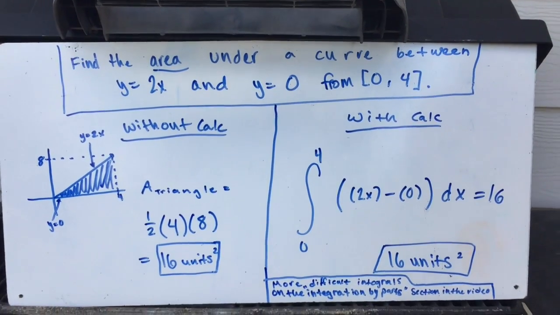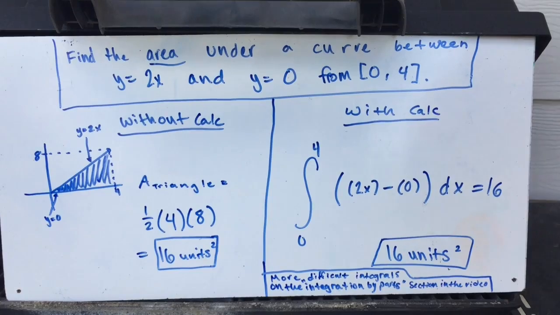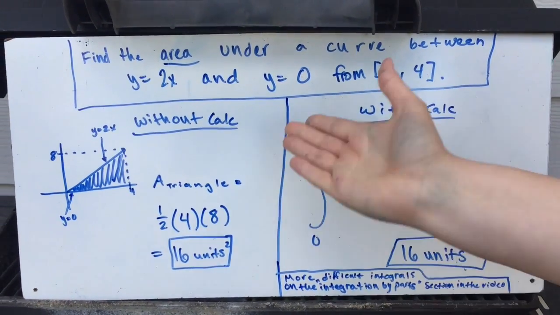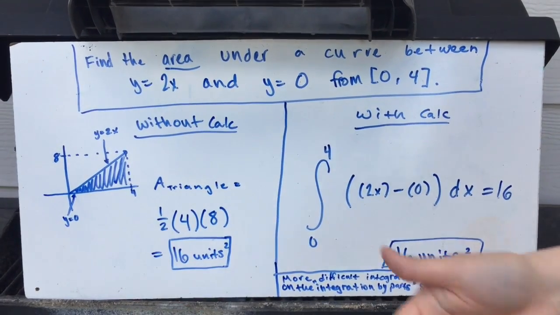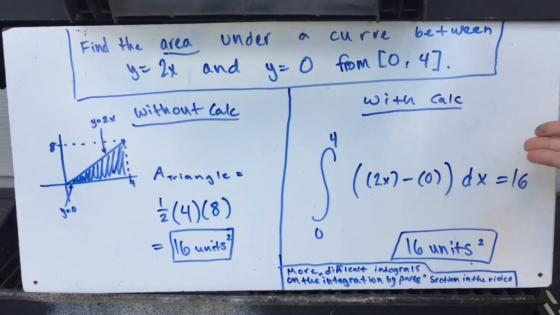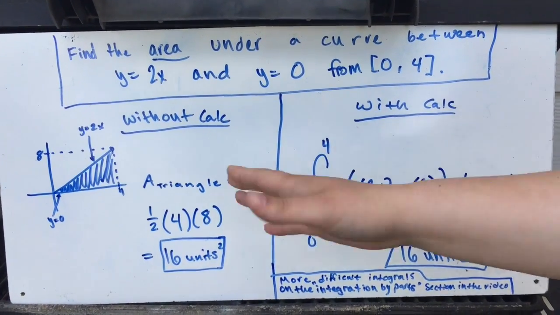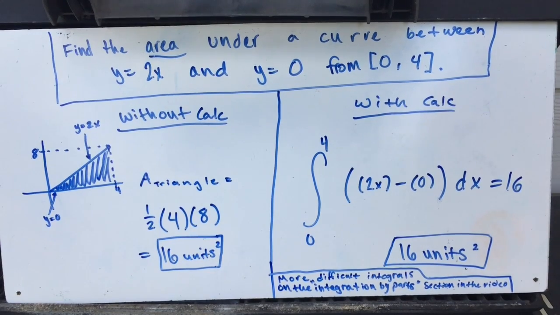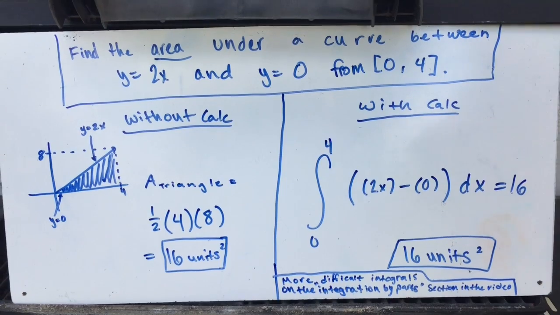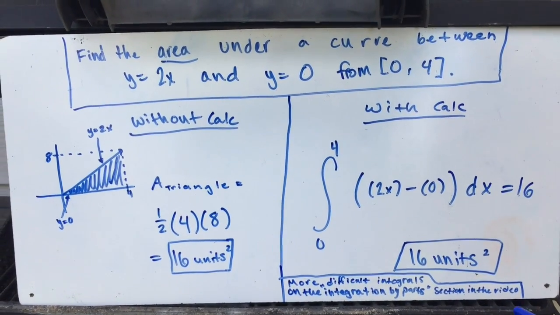So we have to find the area under a curve between y equals 2x and y equals 0 from the interval 0 to 4, and we chose this problem because you could solve it with and without calculus. And so originally you see the graph and you'd basically just be finding the area of a triangle, which was 16 units, but then with the calculus you can use an integral to find the same answer of the area under the curve, 16 units squared, and we could also apply this to more difficult problems, which we did when we found the integration by parts stuff in the video.